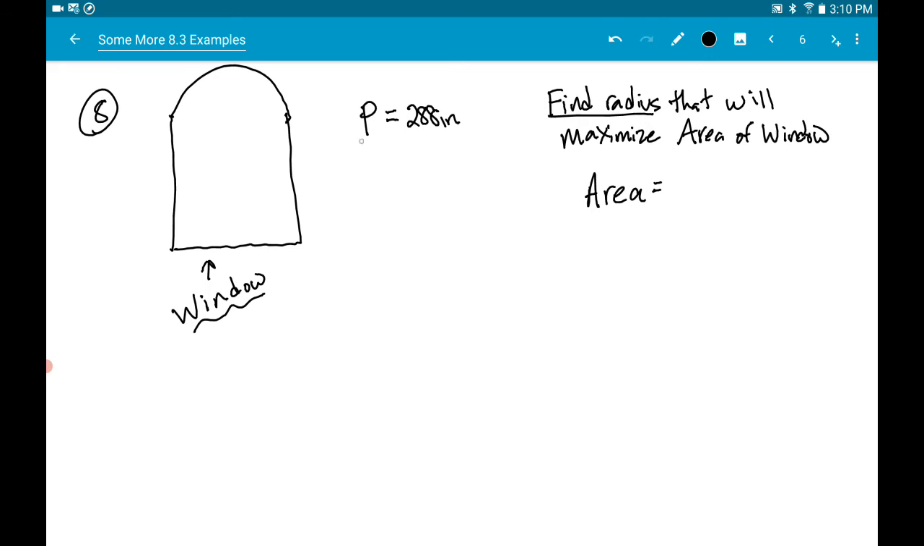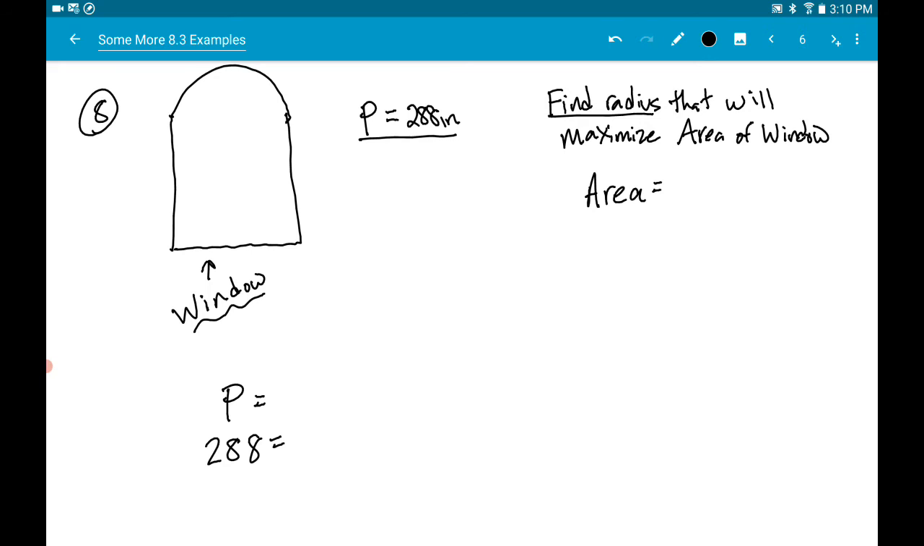And it also gave a little hint that the perimeter of the window is 288. So I think I know what formulas I have to find. I have to find a perimeter equation, which is going to be equal to 288. And then I'm going to have to find an area equation.